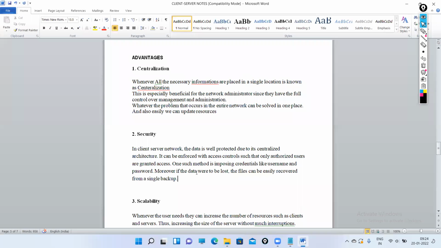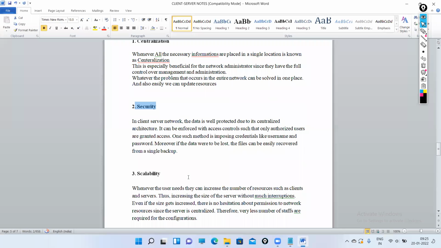Now, whenever data is lost, for example, easily we can recover it. First advantage, centralization. Number two, security. Number three, you can also add: easily we can recover. For example, if our data is lost, easily we can recover the data. Okay, madam? Any doubt?